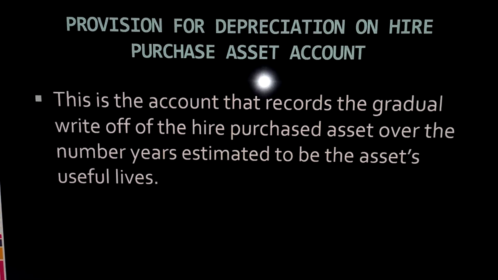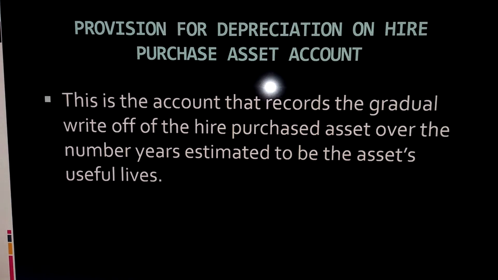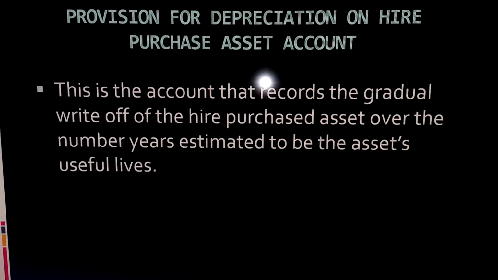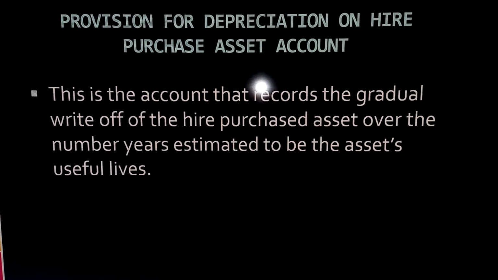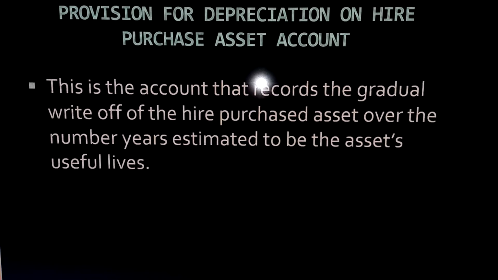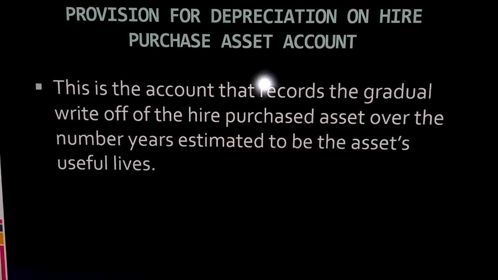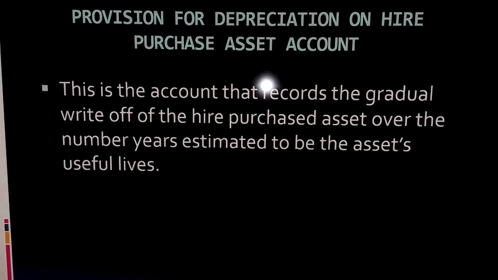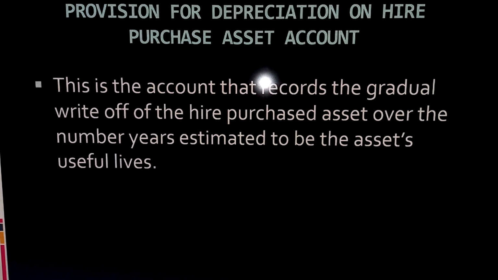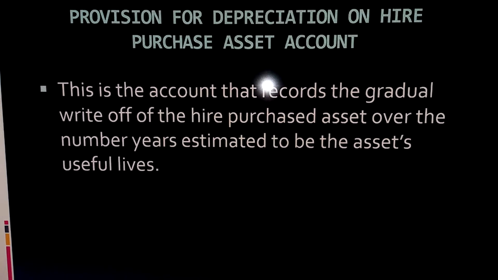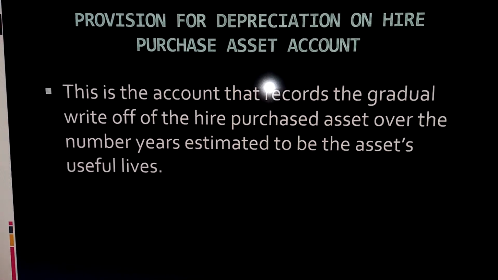So we say provision for depreciation. What we're saying here is that since it's an asset that you're buying on hire purchase, you also have to depreciate the asset over a specific period of time. That's based on the depreciation policy of the organization. It can be straight line, reducing balance, revaluation, or unit of production. Any method adopted by the organization is what you use to depreciate the asset.